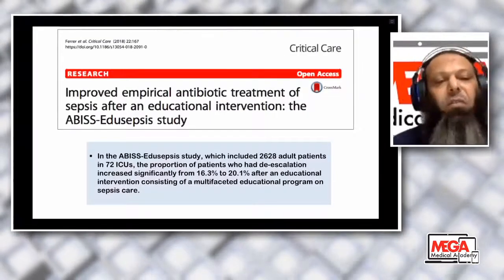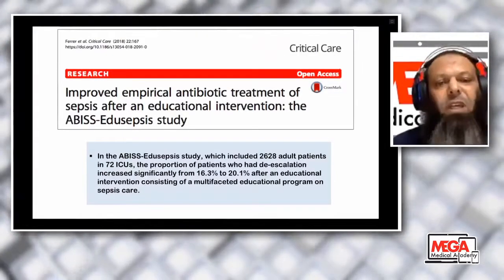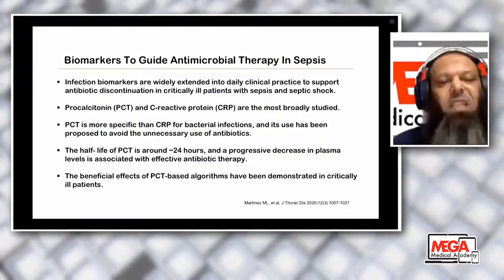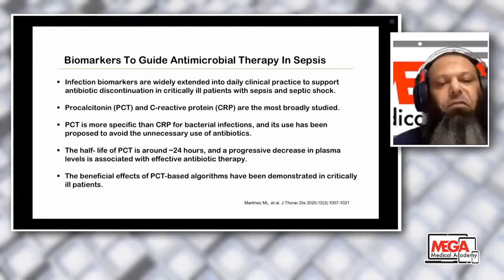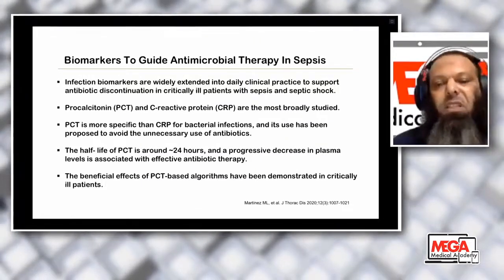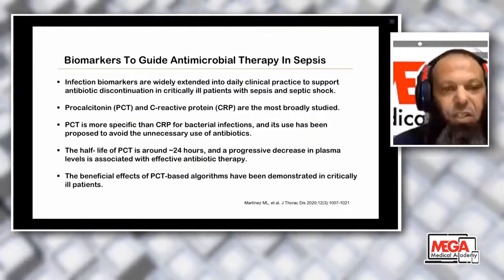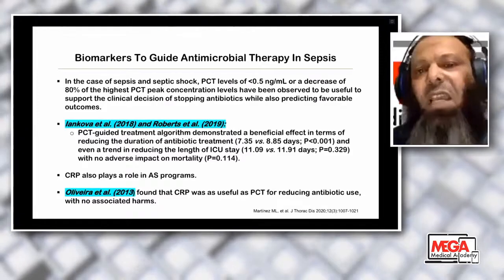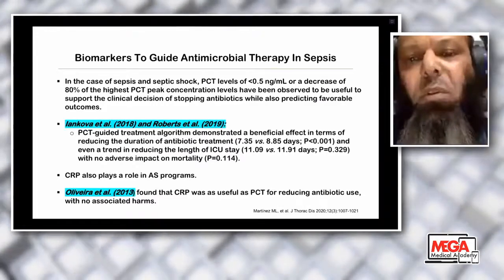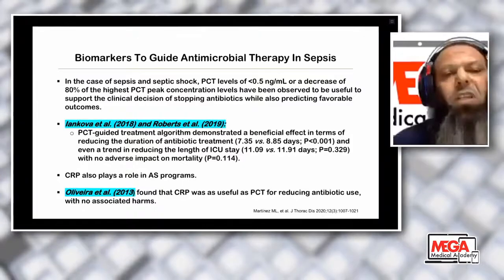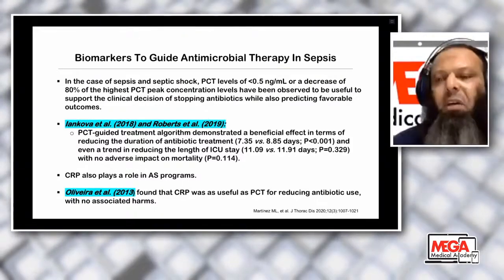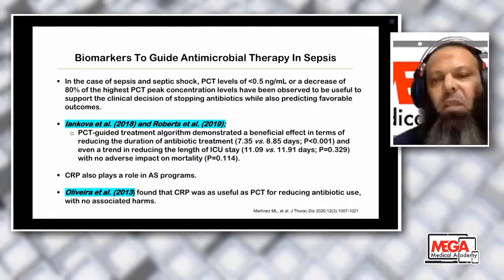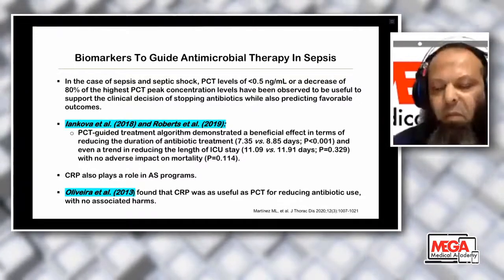Biomarkers, we all know about the role of procalcitonin. The problem with procalcitonin, yes, it's more specific than CRP, but the beneficial effect of PCT-based algorithms has been demonstrated in critically ill patients. Also CRP, but in most cases of septic shock, a PCT level, as Dr. Hisham said, of less than 0.5 or decreased by 80% of the highest PCT level has been observed to be a useful support in the clinical decision of stopping antibiotics, while also predicting favorable outcome.